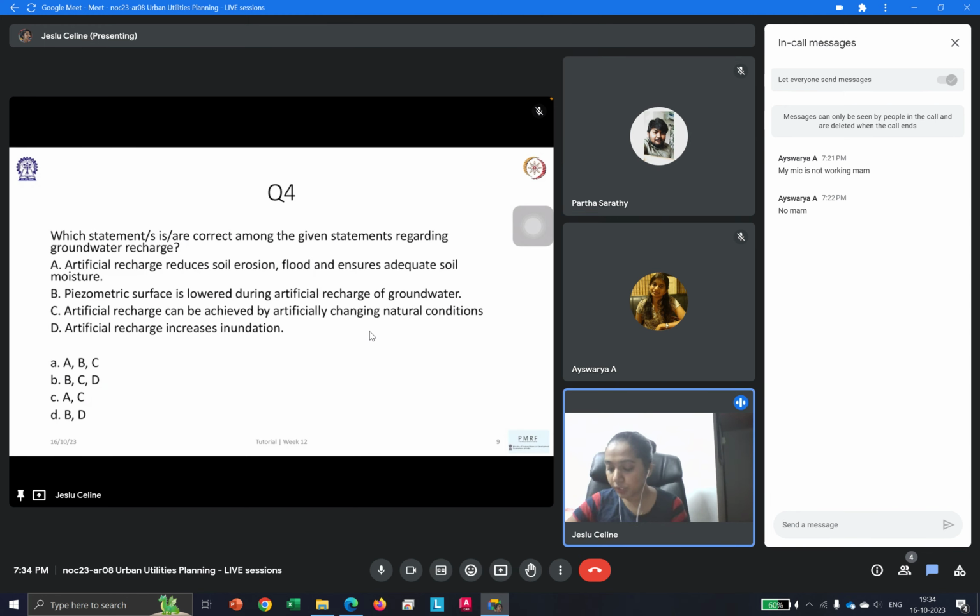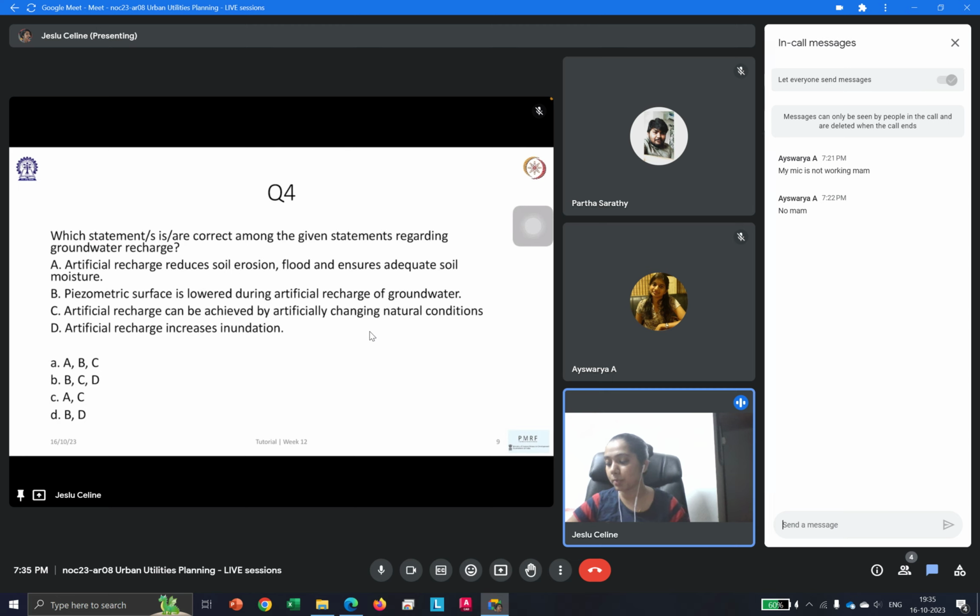Question 4. Which statement or statements are correct among the given statements regarding groundwater recharge? A. Artificial recharge reduces soil erosion, flood, and ensures adequate soil moisture. B. Piezometric surface is lower during artificial recharge of groundwater. C. Artificial recharge can be achieved by artificially changing natural conditions. D. Artificial recharge increases inundation.